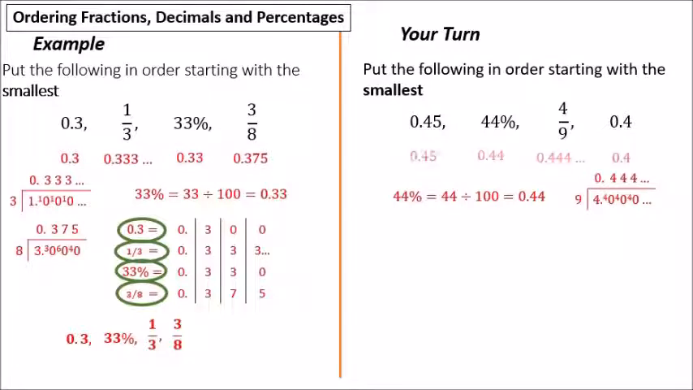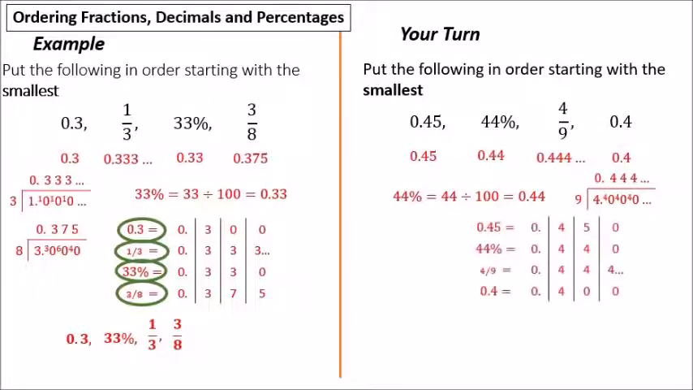If we put this in the table format, so we have the ones, the tenths, the hundredths and the thousandths all lined up, you can see that the 0 in the ones column is all the same, the 4 in the tenths is all the same, and here we have the lowest digit in the hundredths is the 0, so 0.4 is the smallest. Then we have the 4s in the hundredths, so these two are the same. We have to look in the thousandths. This is the next smallest, 44%.